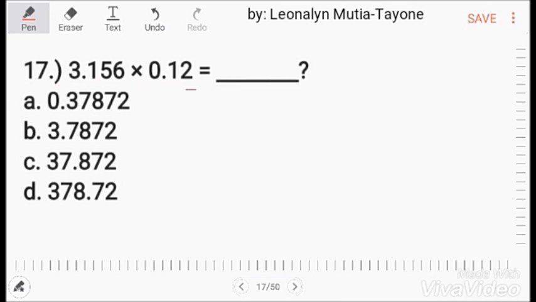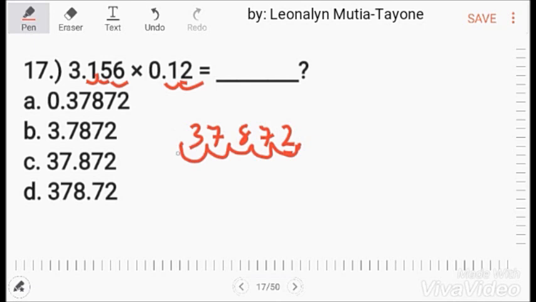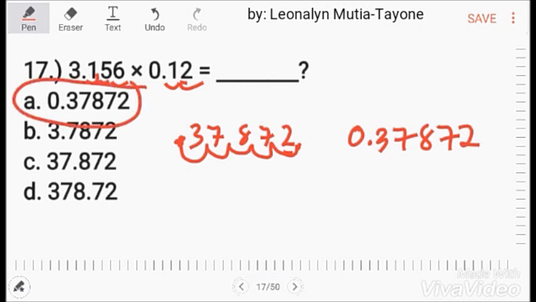Number 17. So, multiplication tayo ng mga decimal numbers. Since ang choices ay pareho lang naman na may 3, 7, 8, 7, 2. Tapos itong last is 6 times 2, that is 12. So, okay na itong 2 sa last. Ang i-count natin ay yung placement ng decimal. 1, 2, 3, 4, 5. I-add natin yan. So, 5. Magsimula tayo dito. 1, 2, 3, 4, 5. Dito na ang decimal. So, ang answer ay 0.37872. Letter A.